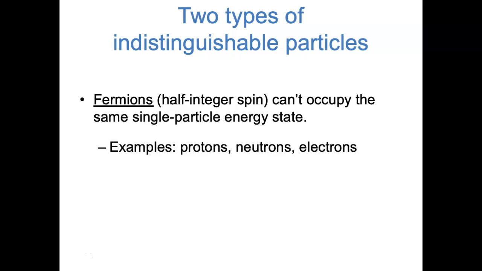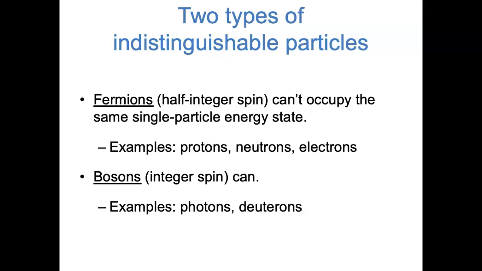And you've probably already seen this property when it comes to electrons. You've probably seen the Pauli exclusion principle, which says that 2 electrons can't have the same set of quantum numbers, and that's a property of electrons being fermions. The other class of indistinguishable particles are bosons, and bosons can occupy the same single particle energy state. Examples of bosons are photons and deuterons, where deuterons are deuterium nuclei, or a proton and a neutron. So an even number of fermions can collectively be a boson. And these 2 types of indistinguishable particles behave differently when it comes to partition functions and occupation probabilities.